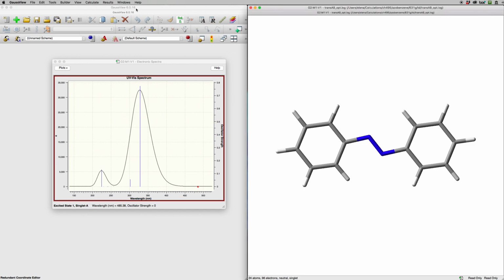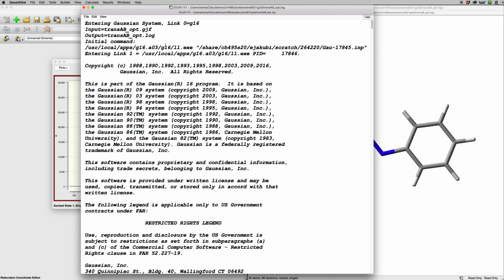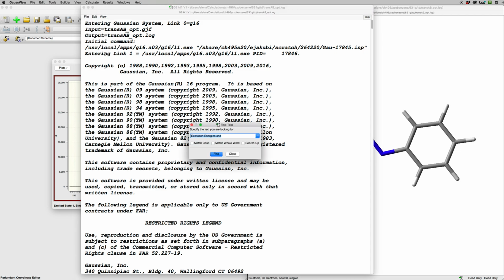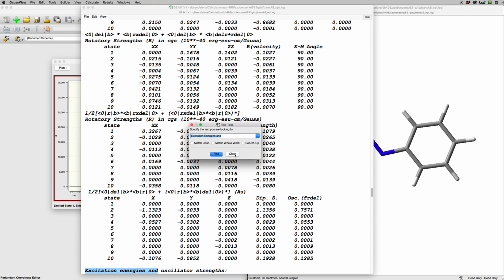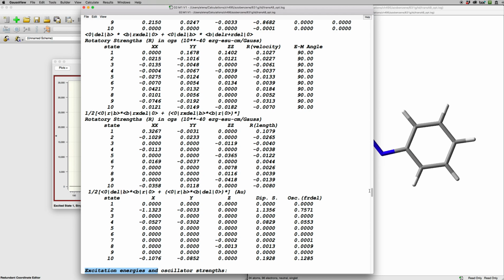So what I'm going to do now, I will go to the results, view edit output file. That will open the Gaussian output file. Next, I will search. So I will go to edit, find, and I will search for excitation energies and I will find them. So what I'm looking for is the line that says excitation energies and oscillator strengths. Okay, so it's down below here.